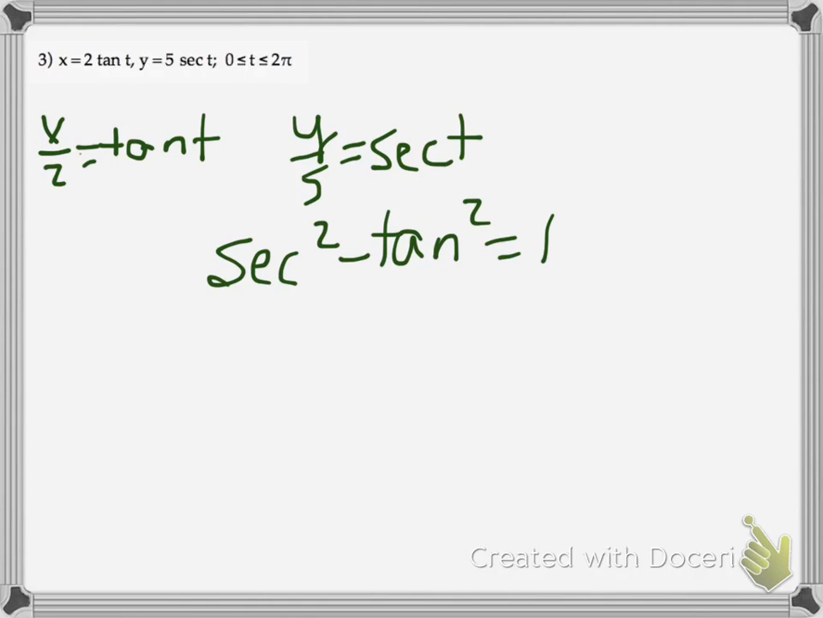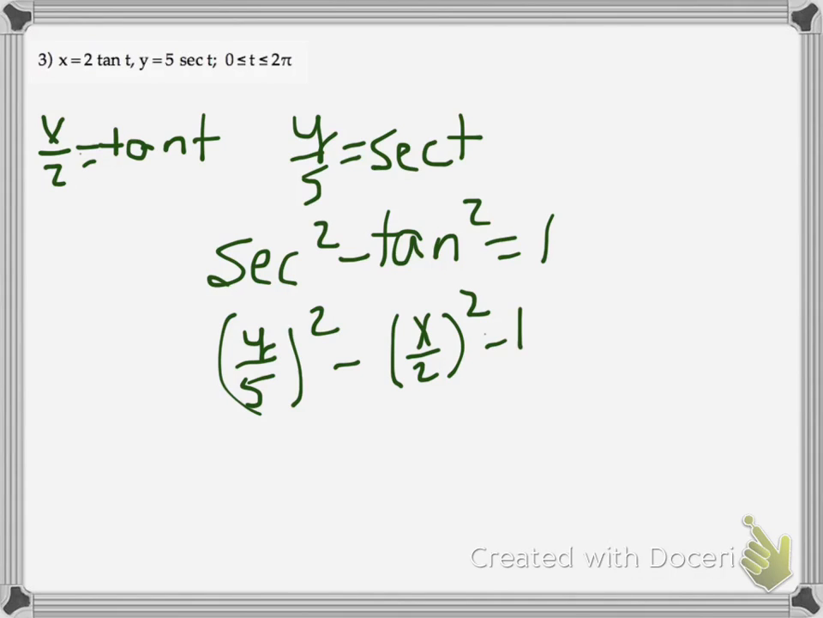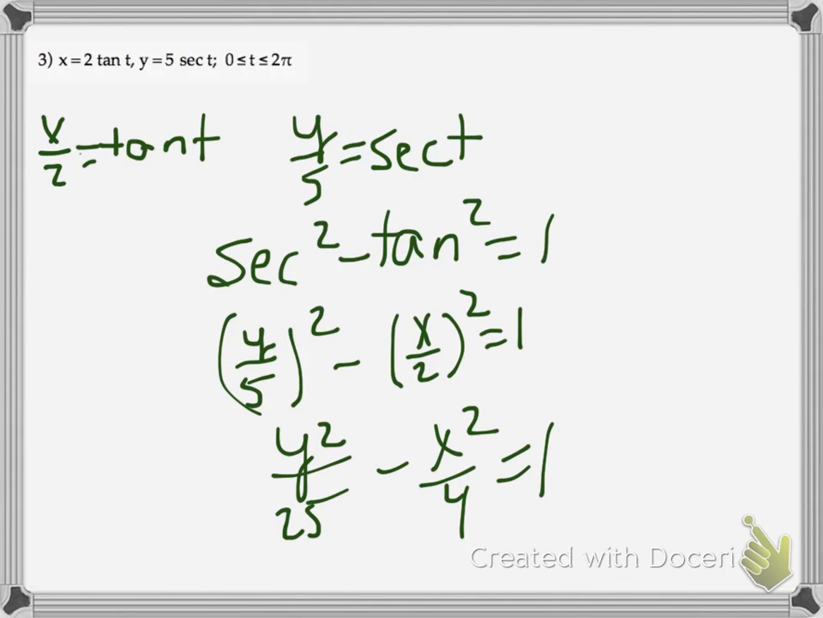So we got a y over 5 quantity squared minus an x over 2 quantity squared equals a 1. Right? And so really it's y squared over 25 minus x squared over 4 equals 1. So that is it rewritten.